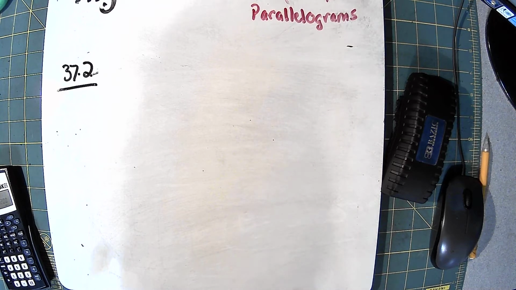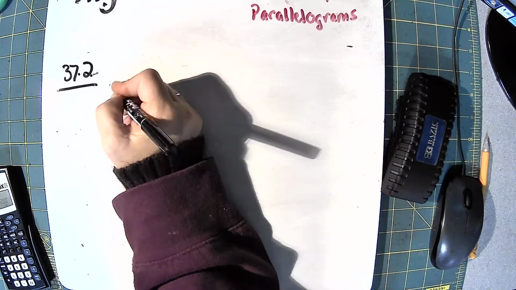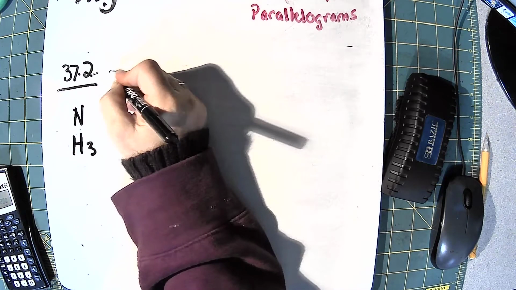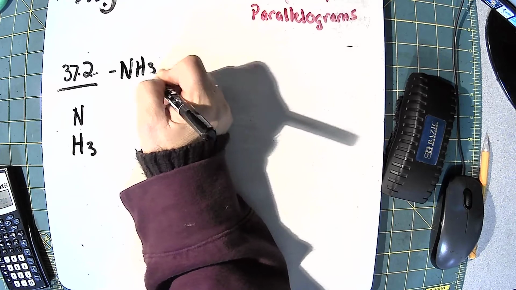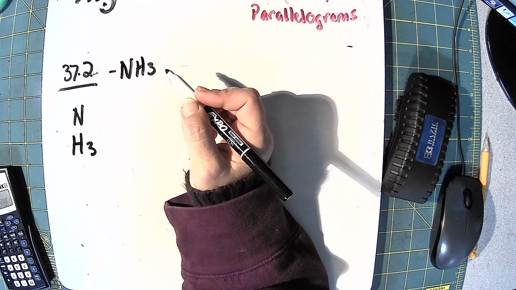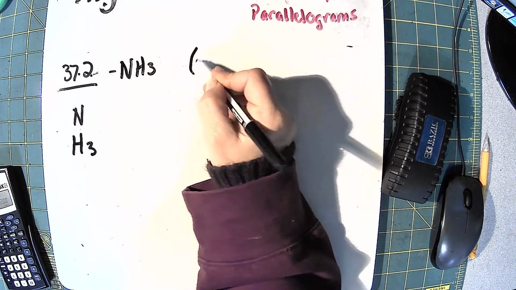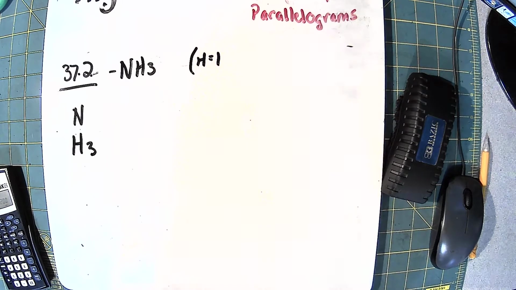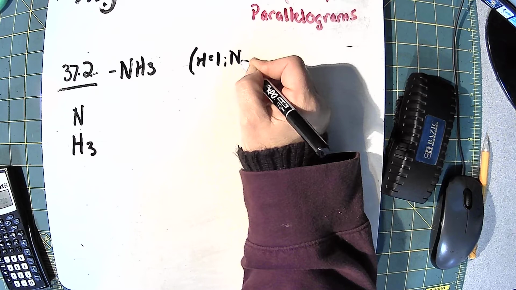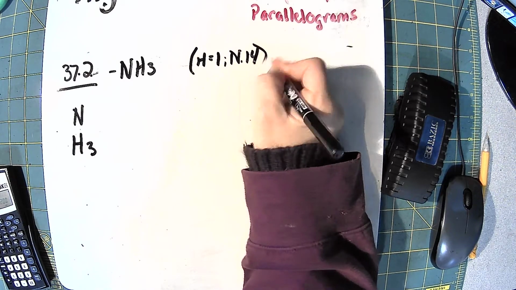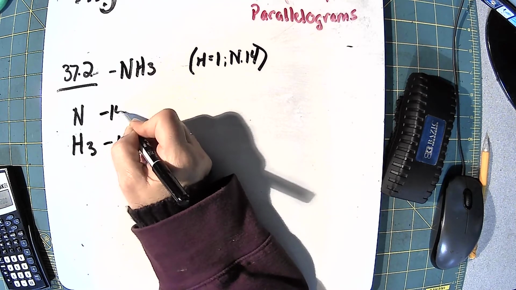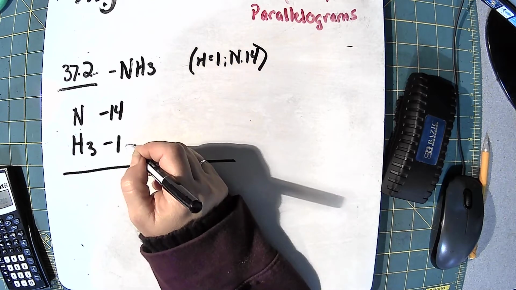And it says the chemical formula for ammonia is NH3. So it looks like this, NH3, but I like to write it like this, up and down. All right, and then it tells us that our weight is H equals 1 and N is 14. Okay, so my H is going to be 1 and my N is going to be 14. And then I am going to multiply those out.